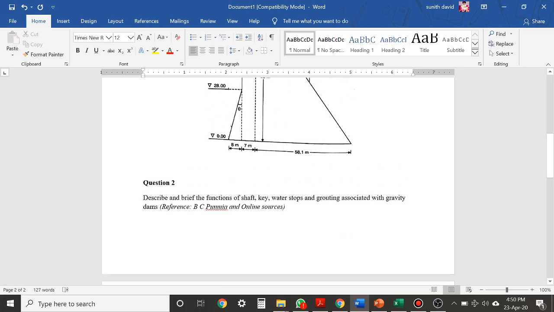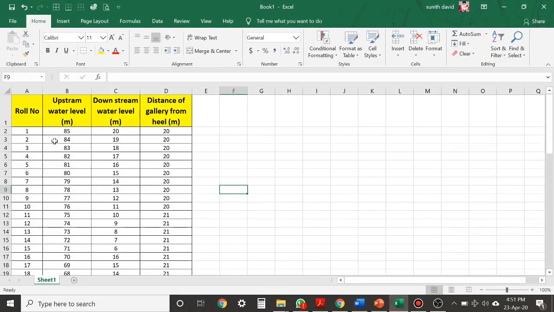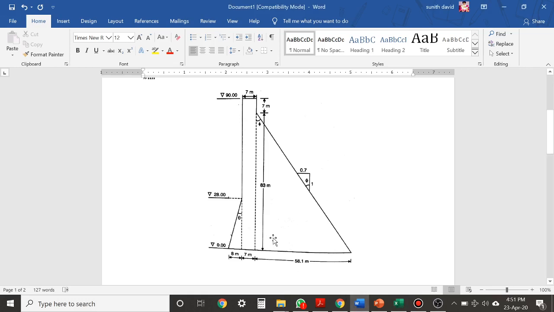Also, this is the figure of the gravity dam that is given to you. All of you see the figure. In the figure, the various parameters of the gravity dam, like upstream water level, downstream water level, and distance of gallery from heel, these three parameters are varying for all of you. So corresponding to your roll number, you identify the condition and then try to solve the problem.